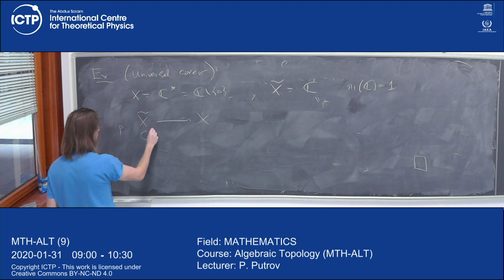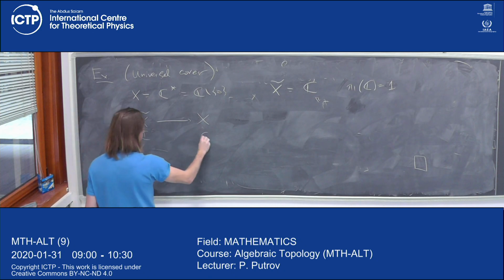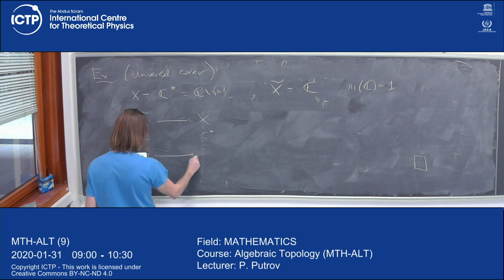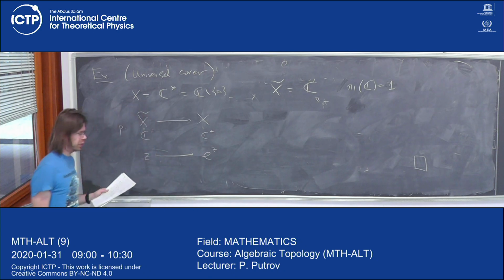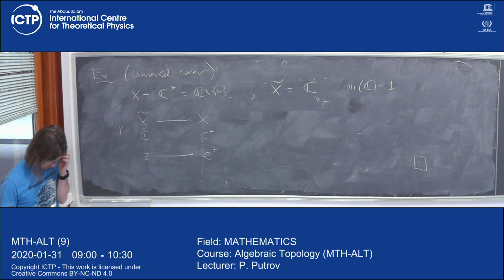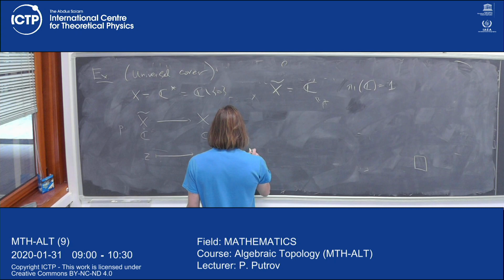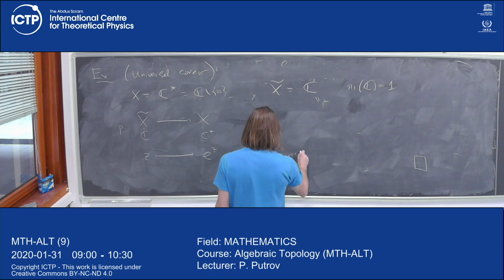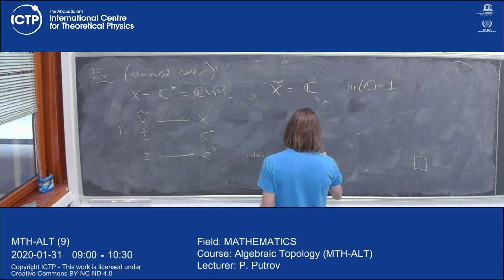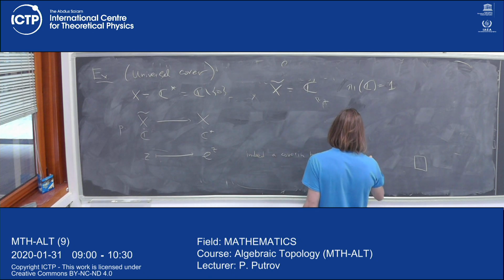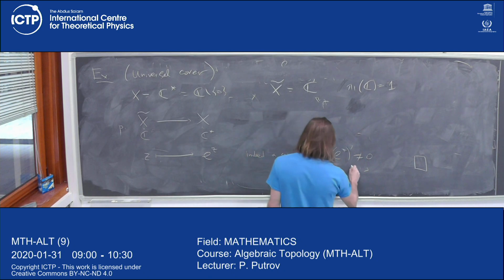So this is C, and the covering map is just given by taking the exponent. And this is indeed a covering map because the derivative is not zero for any z.